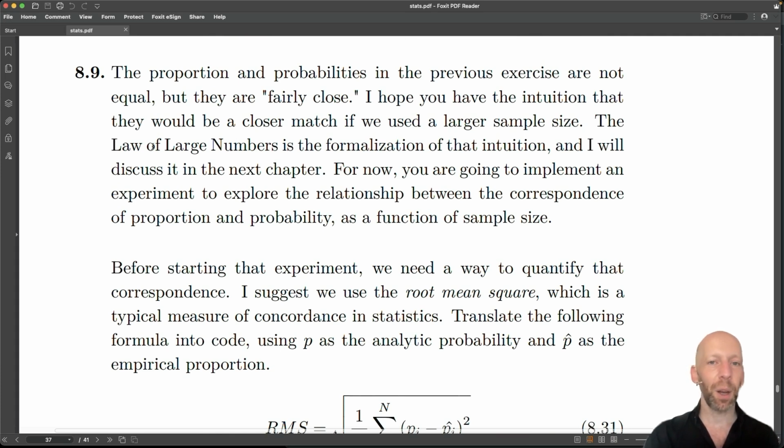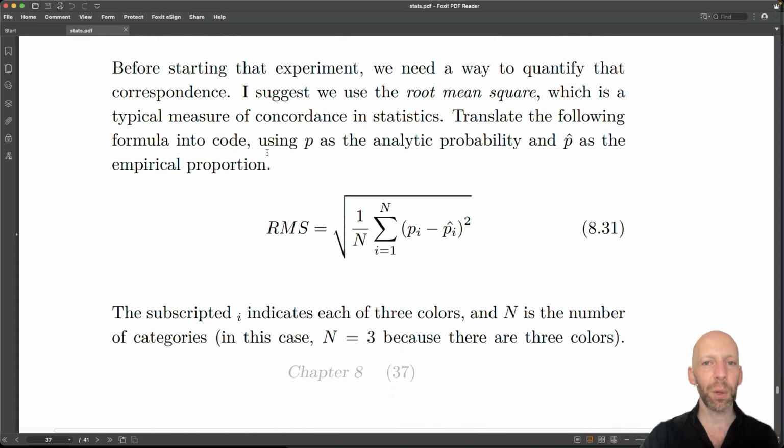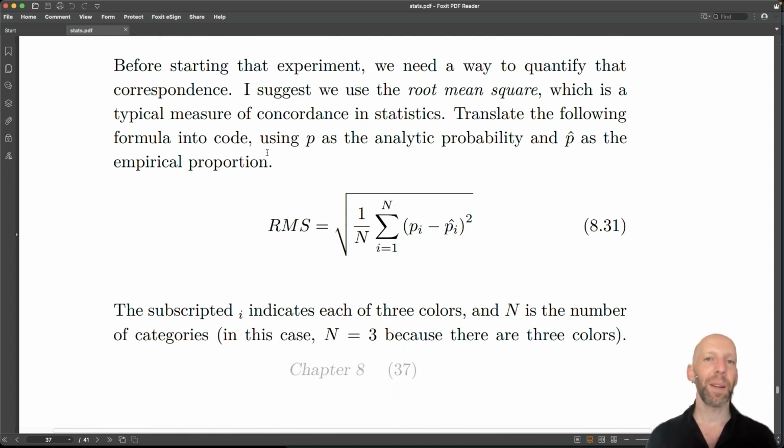So this is also an introduction to the law of large numbers, which is an important concept in statistics. I'm going to talk more about it in the next chapter, but we'll have a nice intro to it here. Okay, so what we're going to do is compare the closeness or the match between the probabilities and the empirical proportion. And I suggest we do that using this quantity here called root mean square.